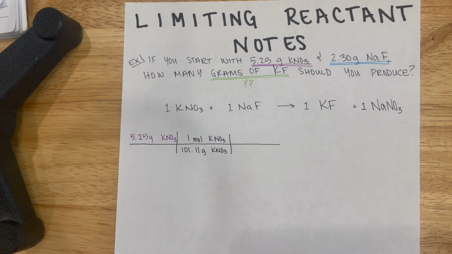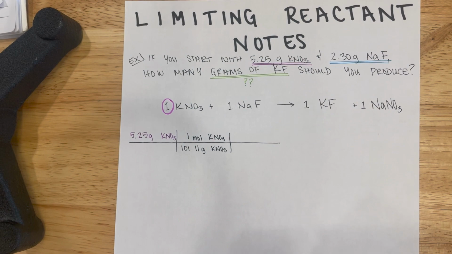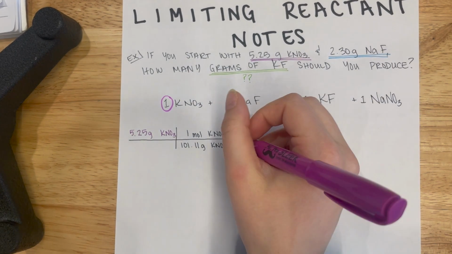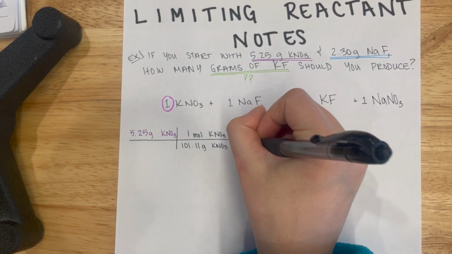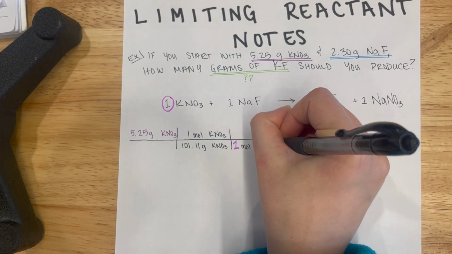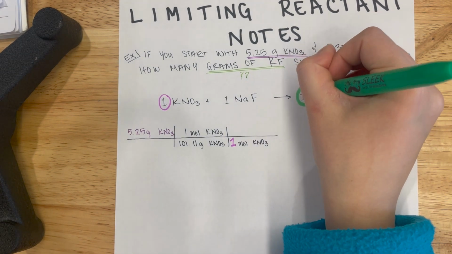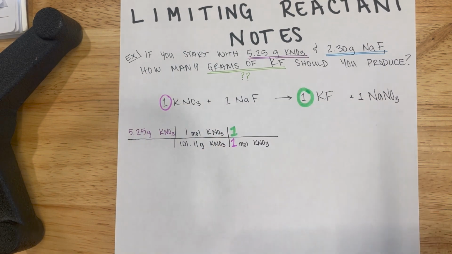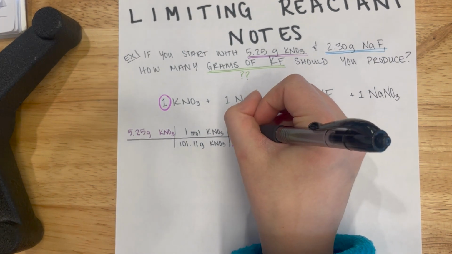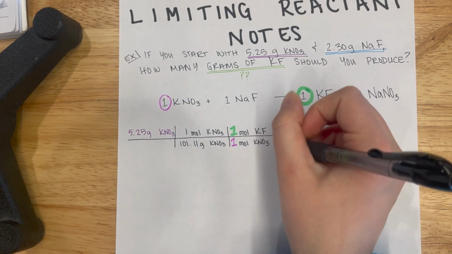My coefficient that is in front of potassium nitrate, that's a 1. So that means I have 1 mole of potassium nitrate, and I'm going to potassium fluoride, KF. And there's a 1 in front of KF. So there's 1 mole of potassium fluoride. Okay?